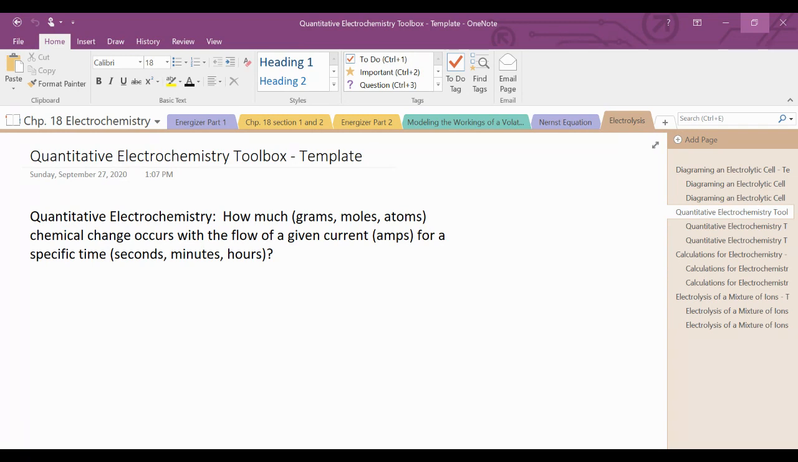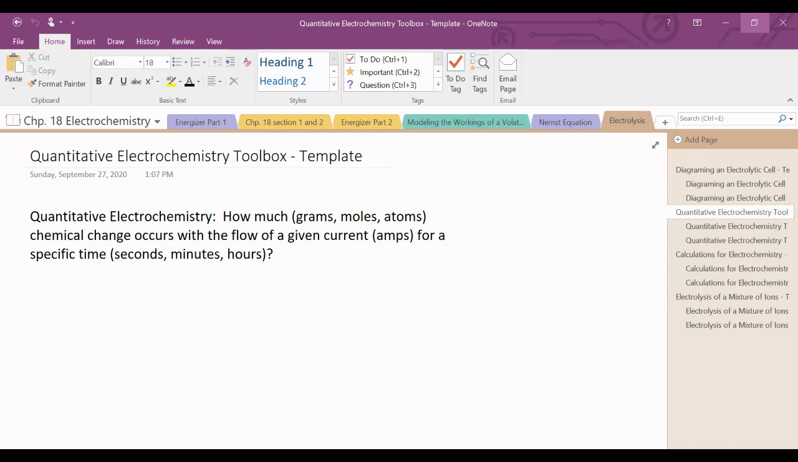if we're talking about plating out a substance, so a metal, so copper, for example, we can talk about how many grams of copper was produced, how many moles of copper is produced, how many atoms of copper are produced. And there's been a specific amount of current given. Okay, so we're going to talk about current here today, and then for a specific time. And time can be in seconds, time can be in minutes, time can be hours.